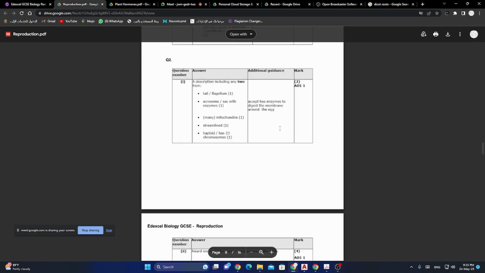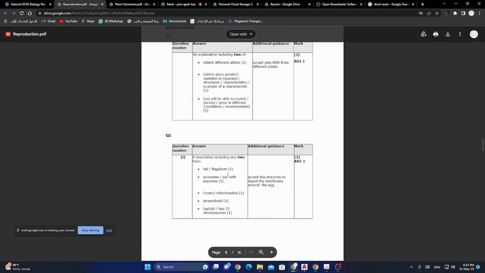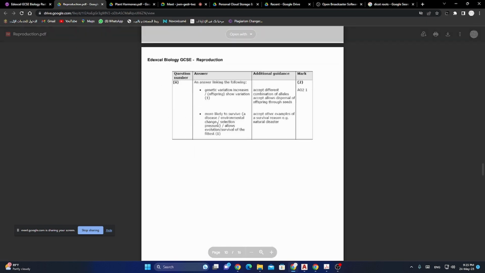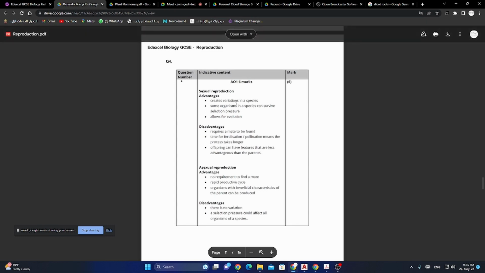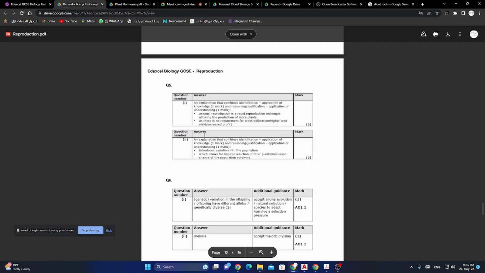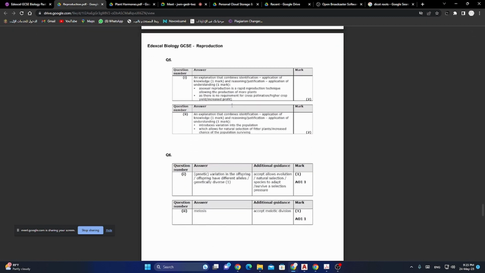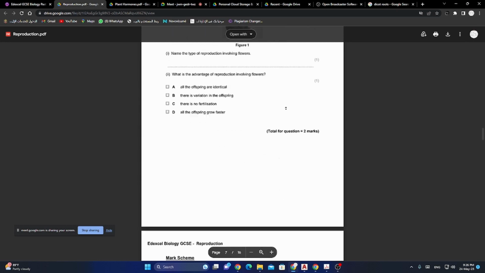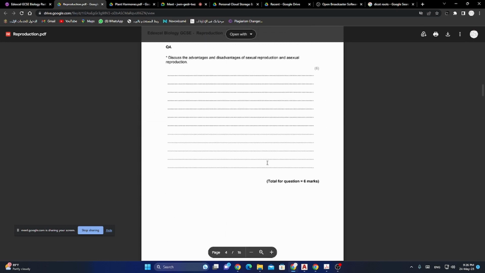Okay, so here, where is it? Here. Okay, asexual reproduction is a rapid reproduction technique. There is no requirement for cross pollination, higher crop yield, increased profit. Okay, let's go to the next question then.